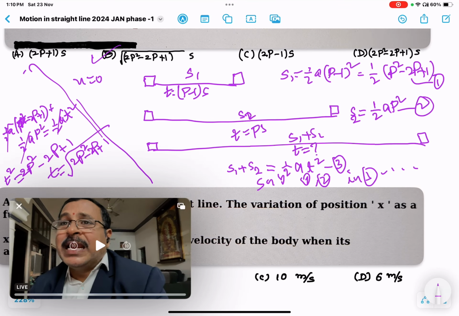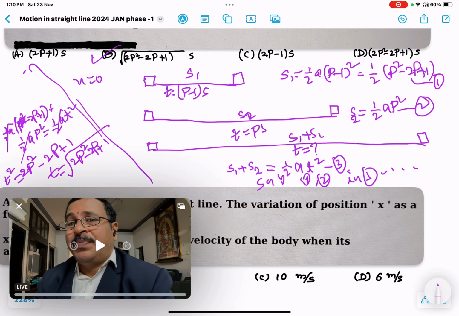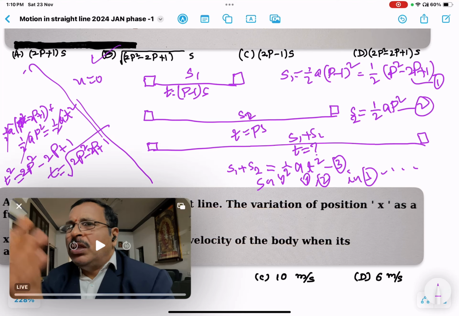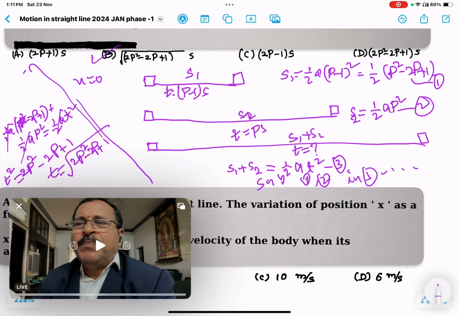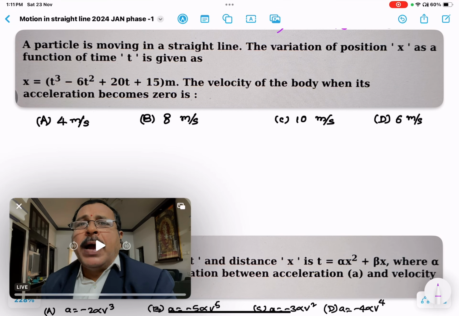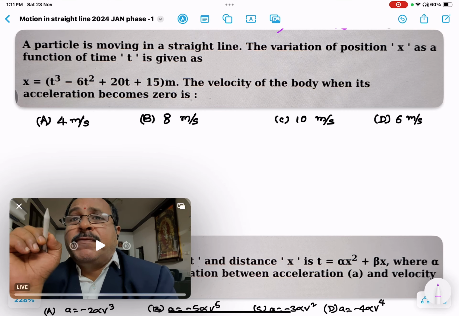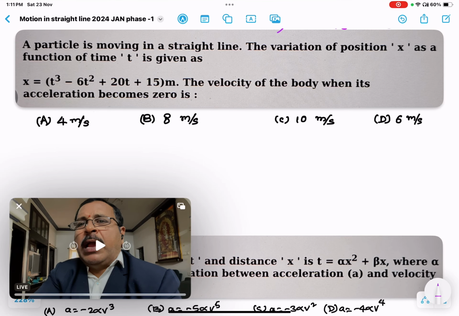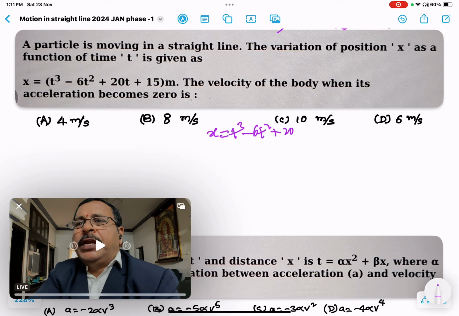Very simple questions they are asking in this chapter so far. Just analytical knowledge is required. You know all these formulas, it is an application of the second equation. Now let us move to the third question without wasting time. A particle is moving in a straight line. The position x as a function of time is given as x equals t cube minus 6t square plus 20t plus 15.